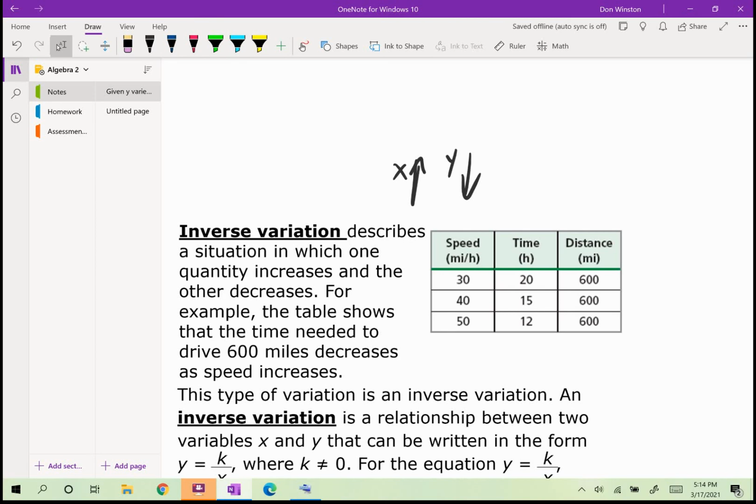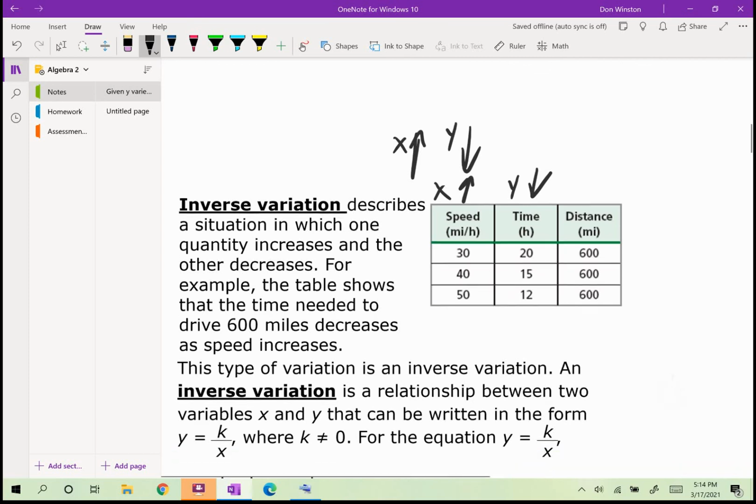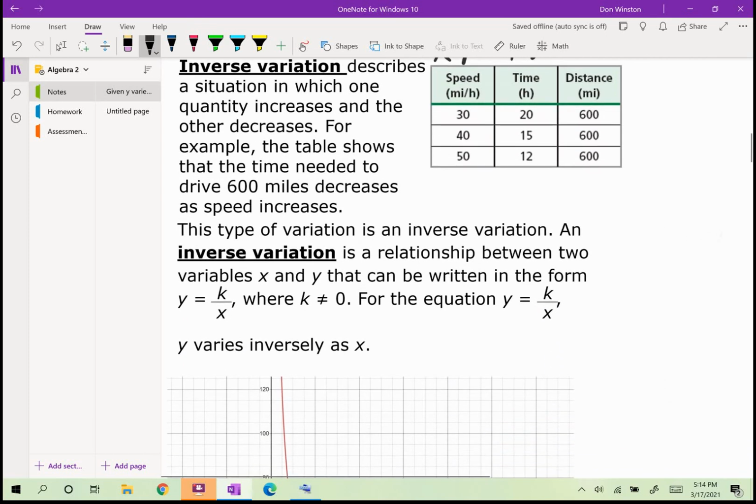For example, the table shows that the time needed to drive 600 miles decreases as speed increases. So as speed increases, or as x increases, then the time to drive 600 miles, y, would decrease. Inverse variation. This type of variation is an inverse variation.